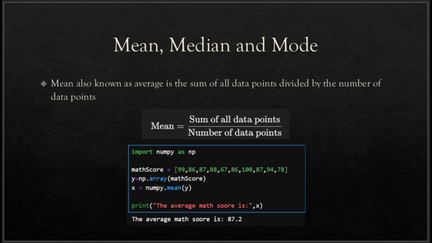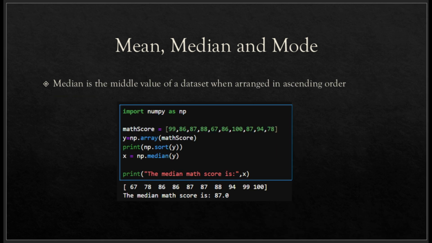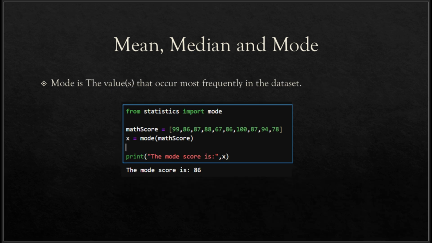Median is the middle value of a dataset when arranged in ascending order. For odd number of data, median is the middle number after sorting. For even number of data, median is the average of the two middle data after sorting. In the example, median is 87 because it is an even set of data and both data in the middle is 87. Mode is the value that occurs most frequently in the dataset.